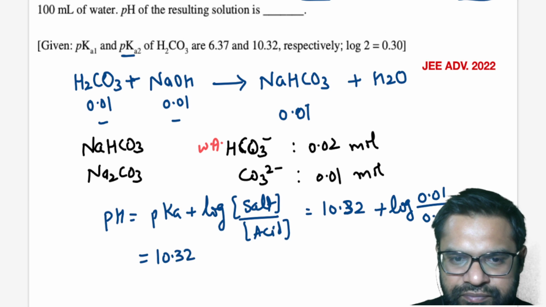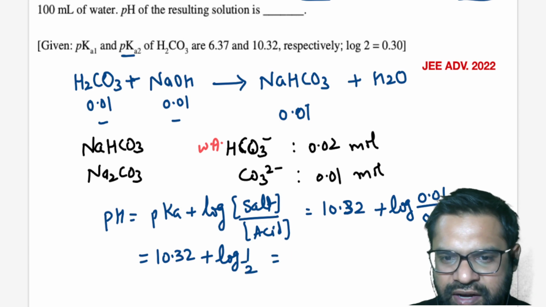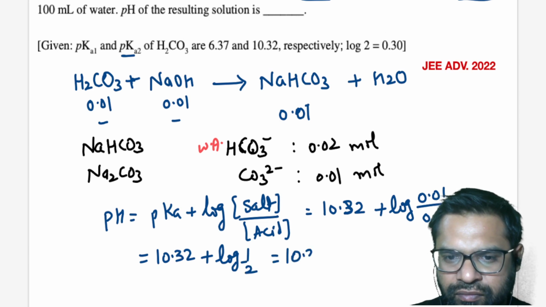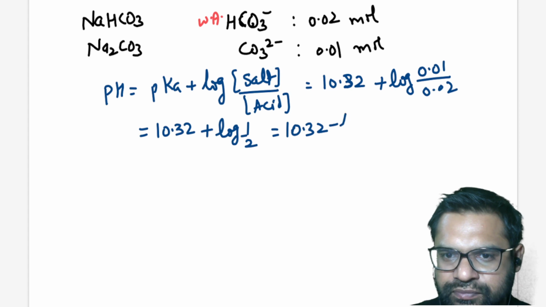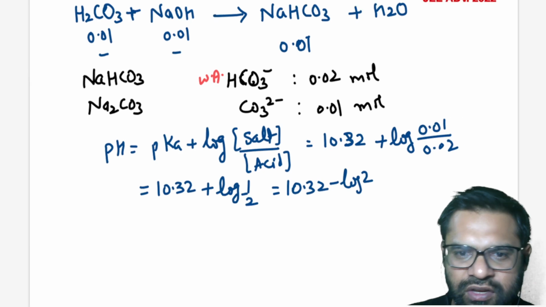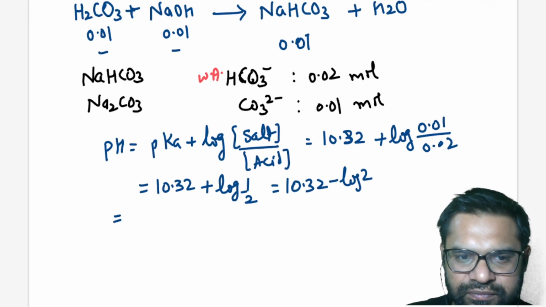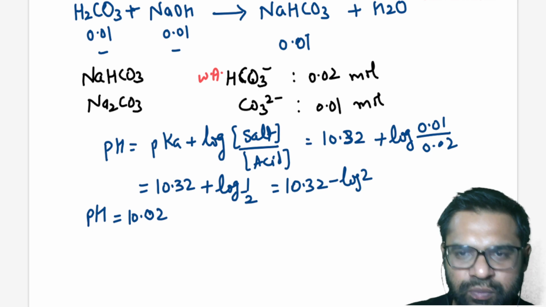10.32 plus log of, this becomes 1 by 2, or I can write it as 10.32 and log 1 by 2 is written as minus log 2, and the value of log 2 is given to us in the question, that is 0.3. So pH will come out to be 10.02. So the right answer for this question is 10.02.